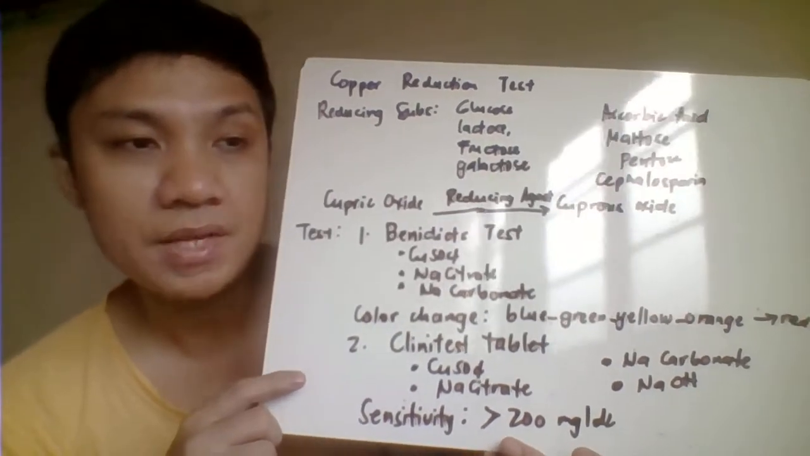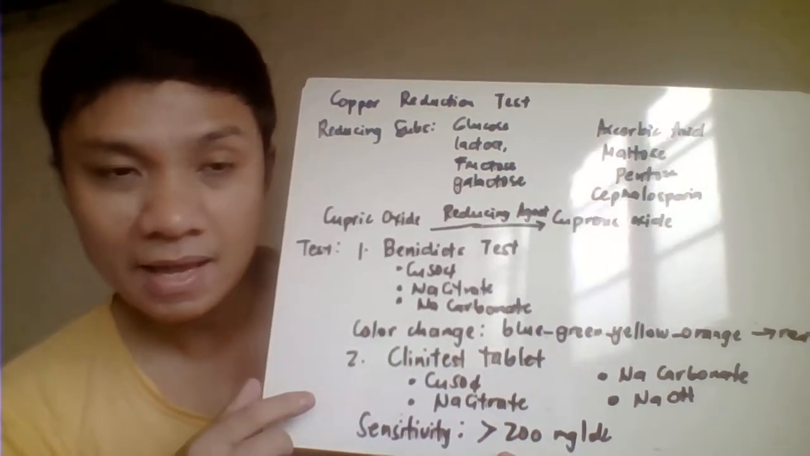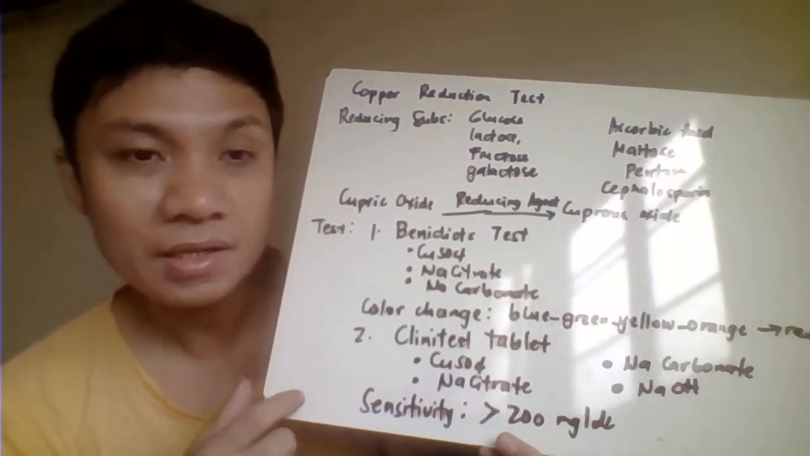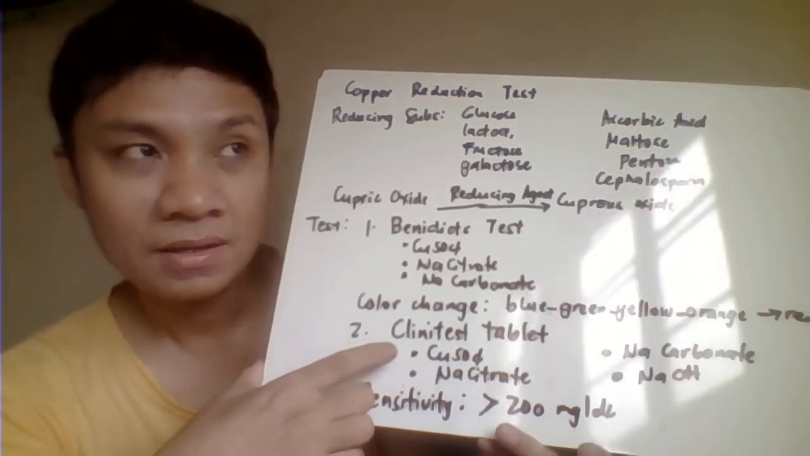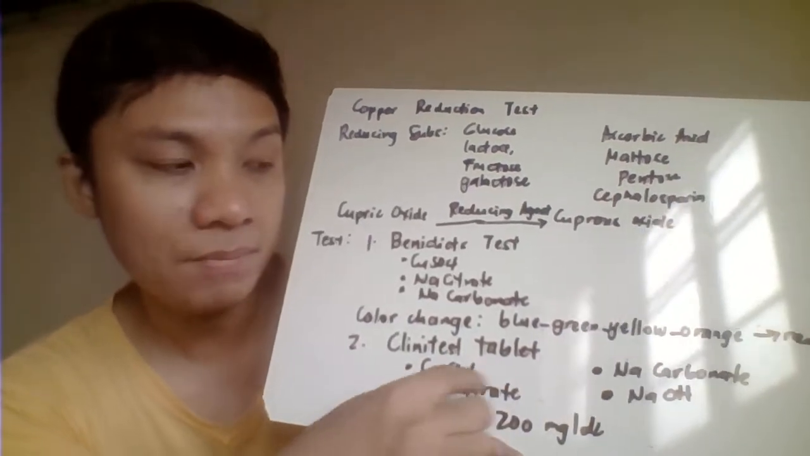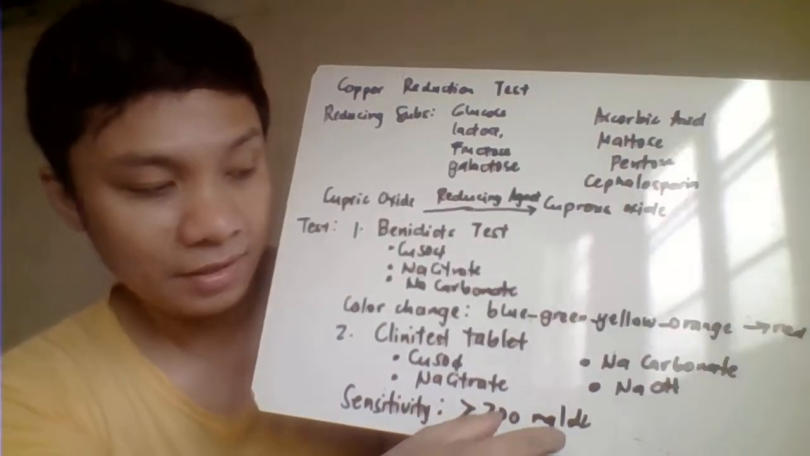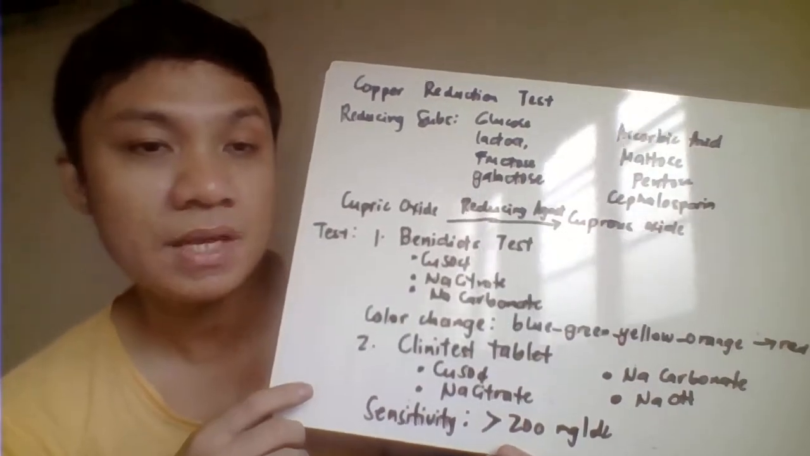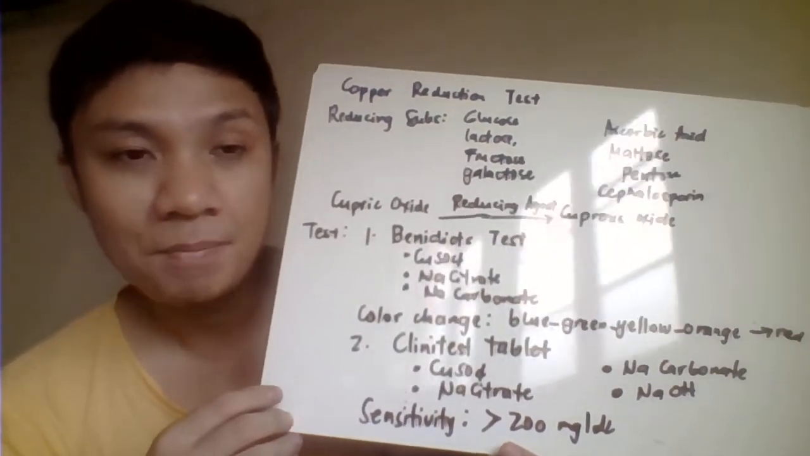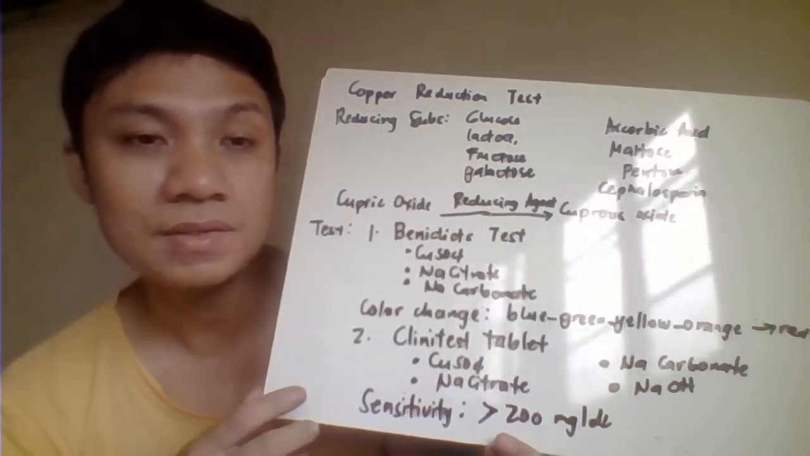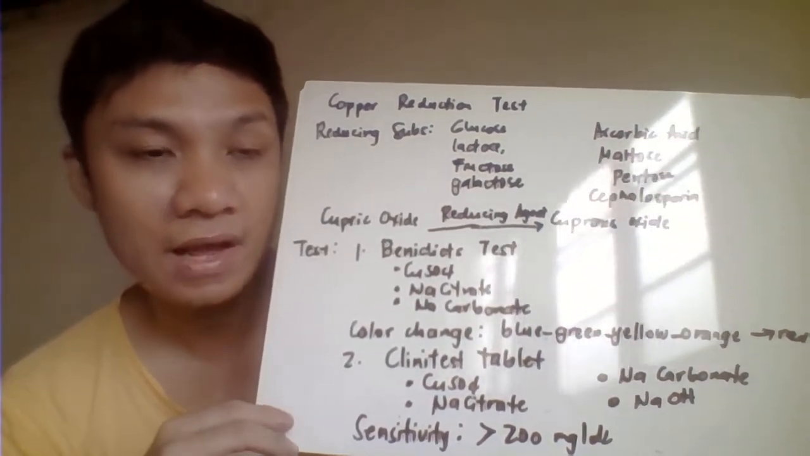Another test where we utilize here your copper reduction principle, we have your Clinitest tablet. This is a tablet test. Okay, so the reagents incorporated in your Clinitest tablet: we have your copper sulfate, sodium citrate, sodium carbonate, plus your sodium hydroxide. The sensitivity of this one will also have here, okay, more than 200 mg per dl. So mean to say, in order for you to have the positive result here with your copper reduction Clinitest tablet, dapat ang present nating reducing substance in your sample should be at least here 200 mg per dl. So less than that, it will give a negative result.